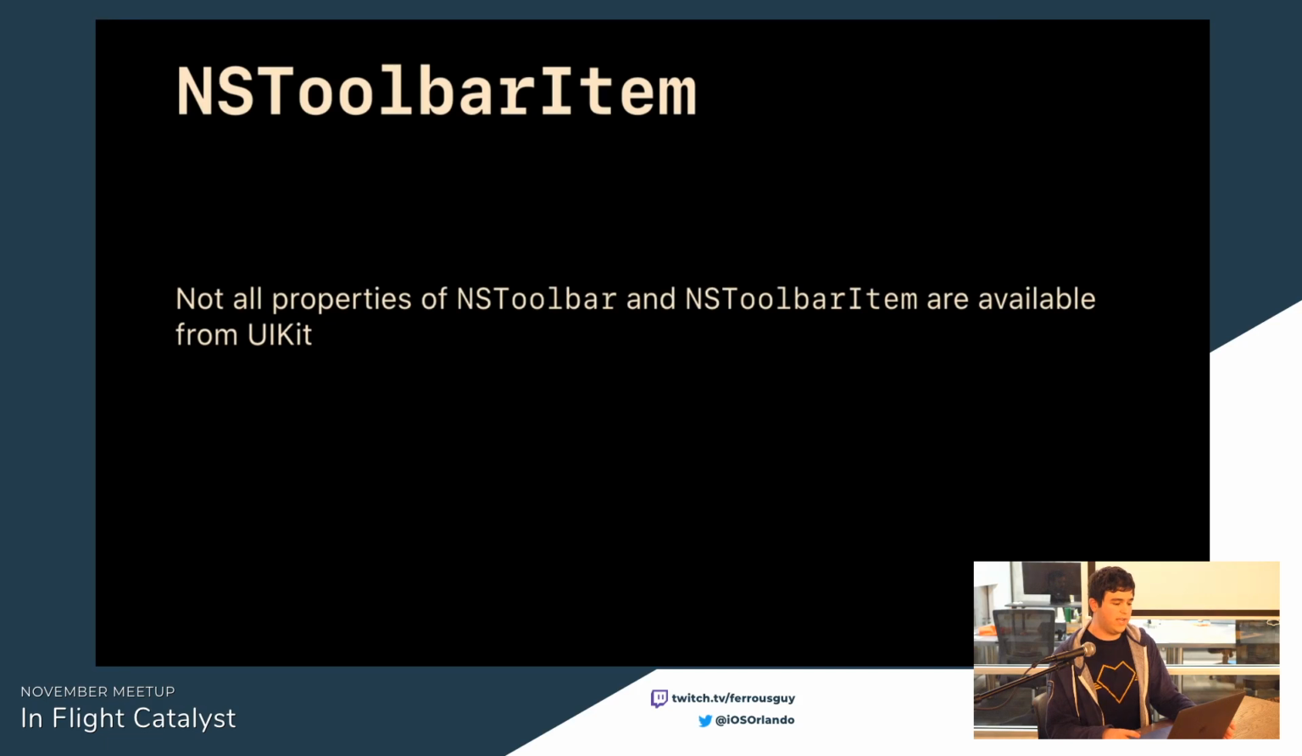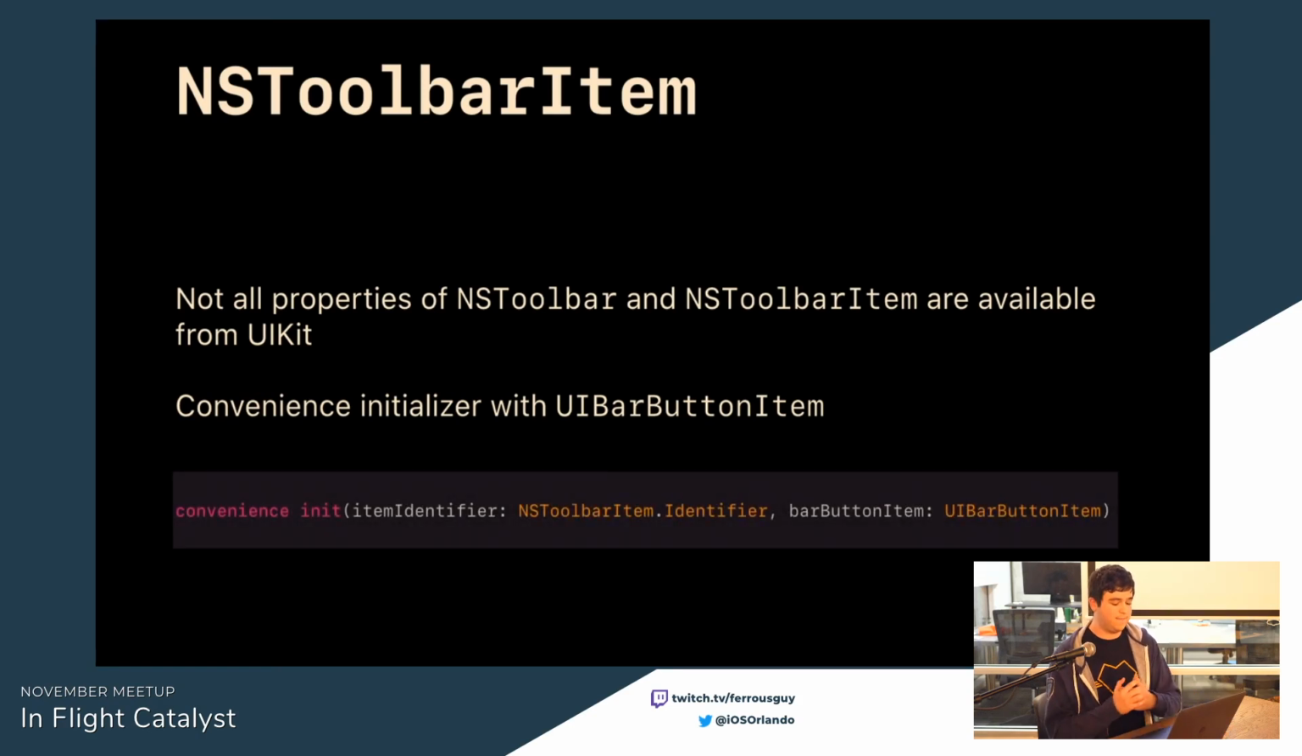For actually creating those toolbar items, like I said, not all the properties of NSToolbar and NSToolbarItem are available. Not even all of the initializers are available. So to help you out with that, they give you a convenience initializer to use with UIBarButtonItem. If you have any toolbar items already, you can just use this initializer and pass in the bar button item, and it will show up as a toolbar item with the same text or image and action, just set up for you.